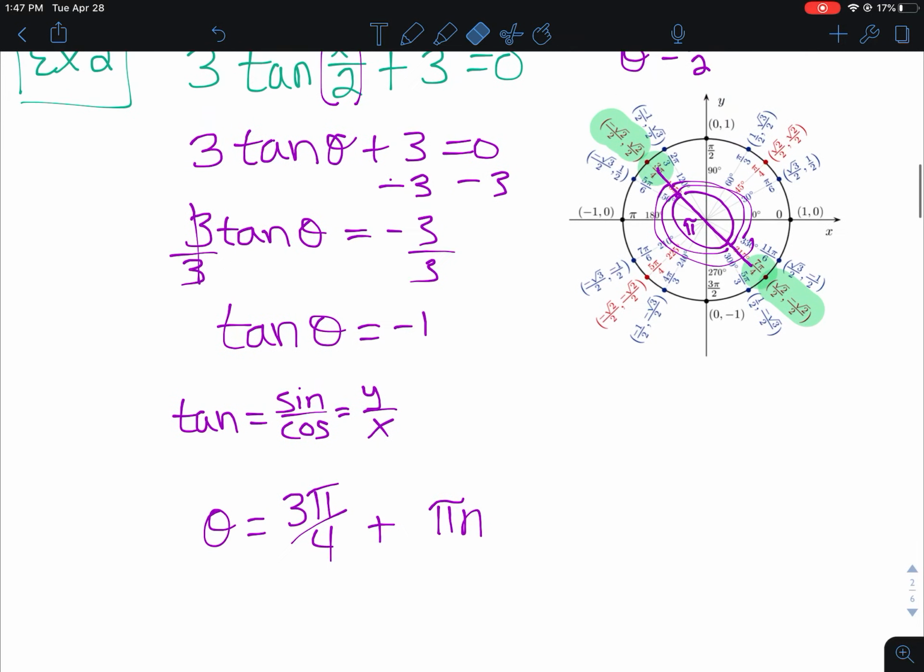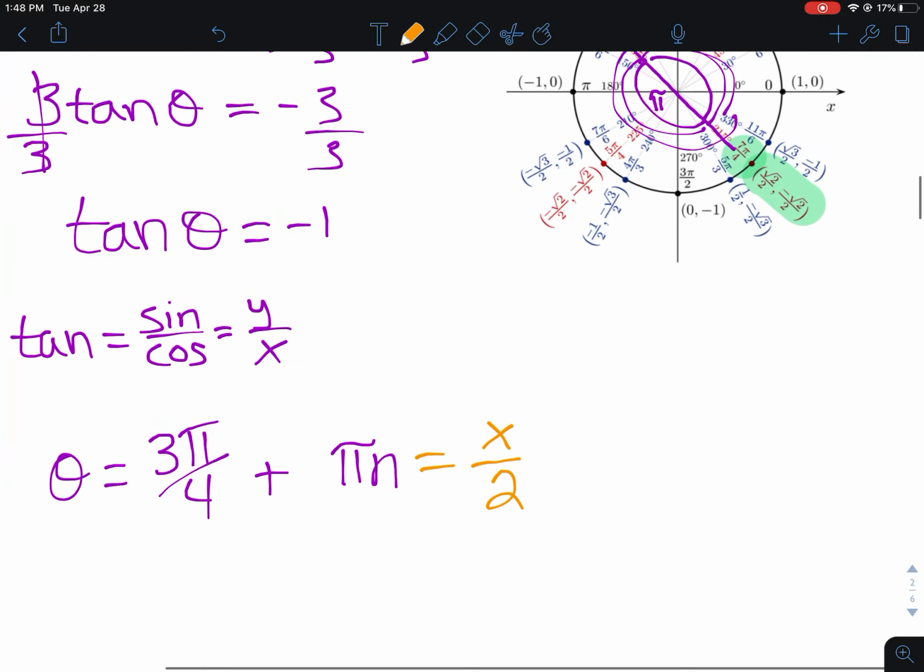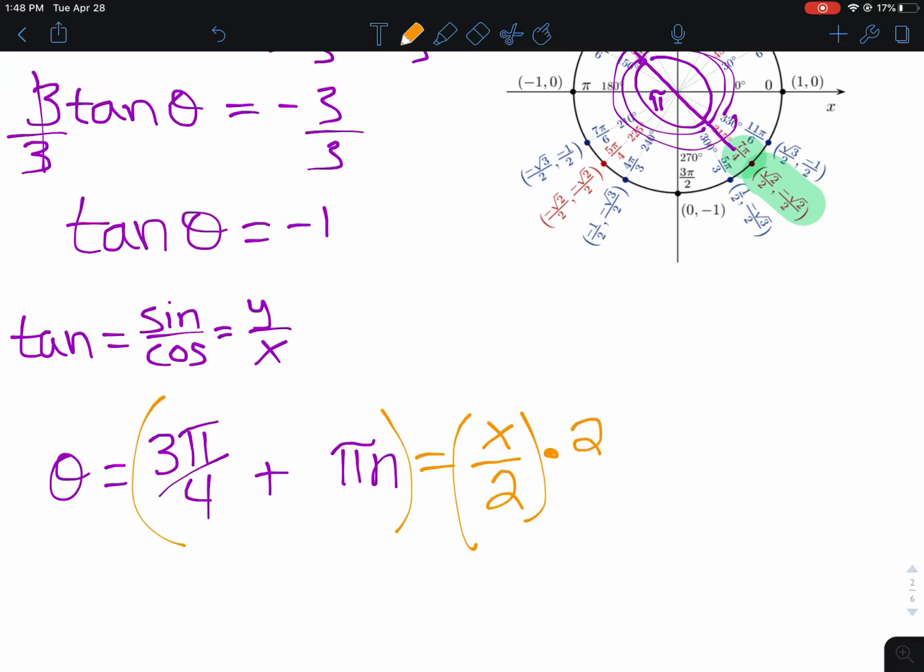But let's go back to what our main goal is. So we have figured out theta. We know that that's the angle that solves this equation. But we want the x value, and theta is equal to x over 2. So what I'm going to do here is set this equation equal to x over 2, and I want to solve for x. Well, in order for me to undo something that's being divided, I would have to multiply both sides by 2. So if I do the left side, I just get x.